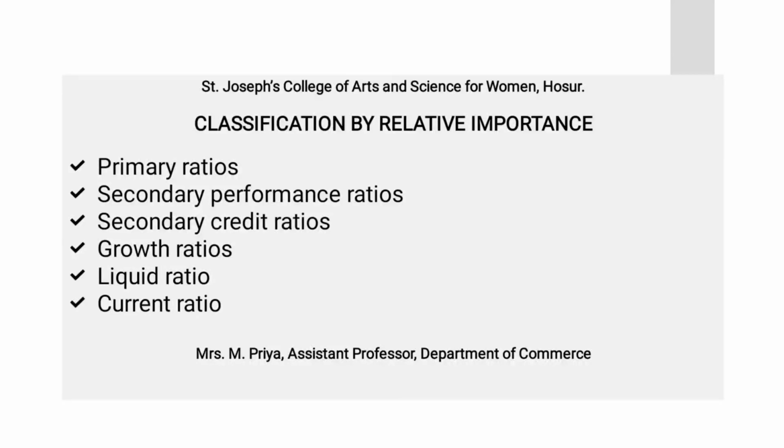Classifications by relative importance are like primary ratios and secondary performance ratios, secondary credit ratios, and a growth ratio, liquid ratio, and the current ratios.